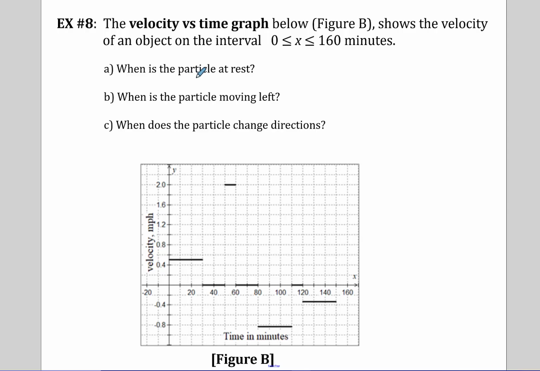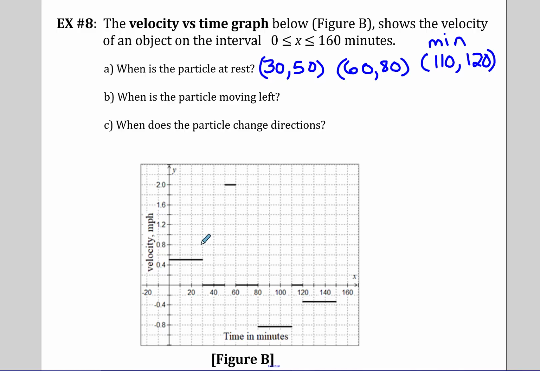Velocity is like the directed speed, whether it's positive or negative. So when is the particle at rest? So when we have at rest, velocity would be 0. So right in here, between 30 and 50 minutes, between 60 and 80 minutes. I'm going to put intervals here to save space. And then between 110 and 120 minutes. The units are minutes.